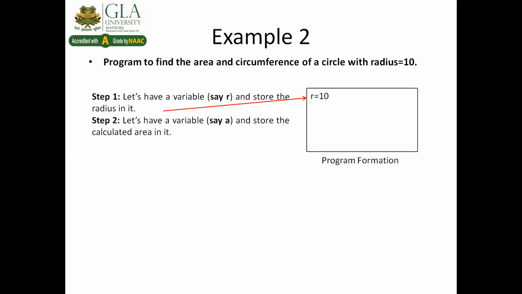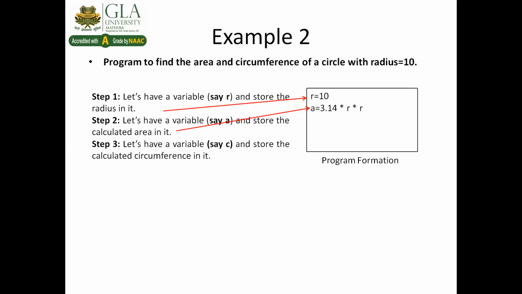Let's have a variable say a that stores the calculated area in it. So we all know that the area of a circle is actually given by pi r square and the value of pi is 3.14 if we are taking up to two decimal places. So how we are going to write it? We are going to write it as a equal to 3.14 multiplied by r multiplied by r. So it will be calculating the value of a by taking the value of r as 10 and the value of a will be stored in the variable a.